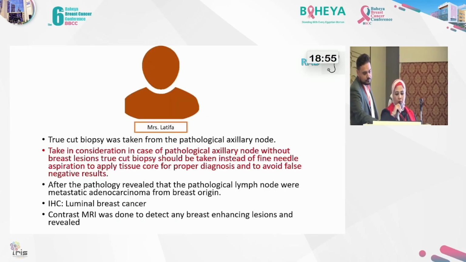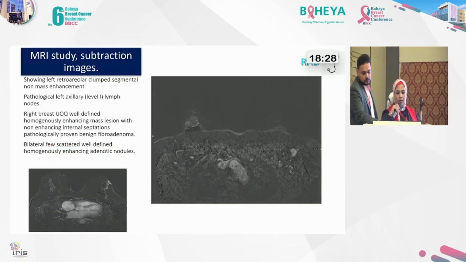TrueCut was taken into consideration: in case of pathological axillary lymph nodes without breast lesions, TrueCut biopsy should be taken instead of fine needle aspiration, to obtain a tissue core biopsy for proper diagnosis and to avoid false negative results. After the pathology revealed that the pathological lymph nodes were metastatic adenocarcinoma of breast origin, immunohistochemistry showed luminal breast cancer. Contrast MRI was done to detect any breast enhancing lesions.